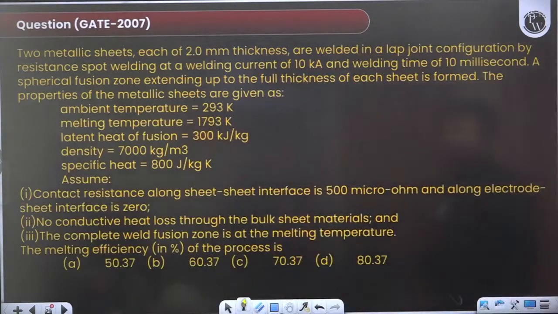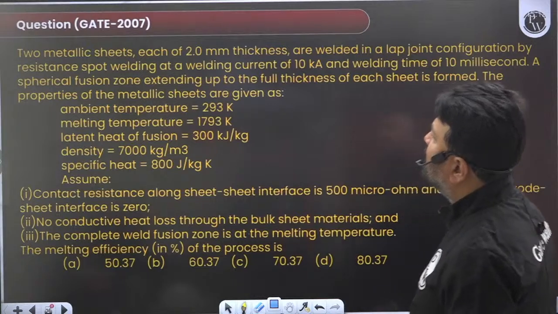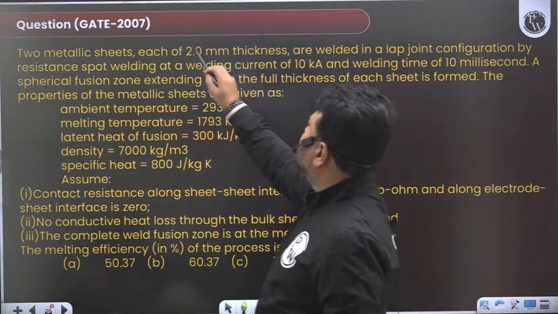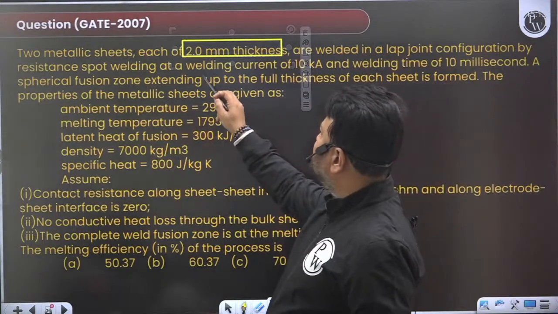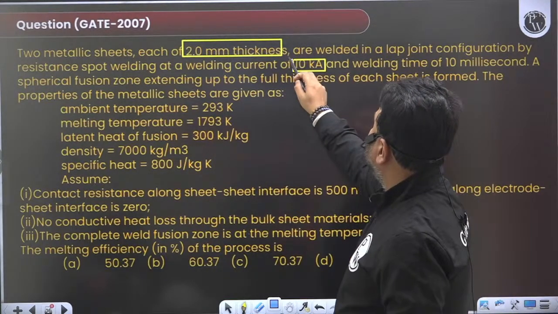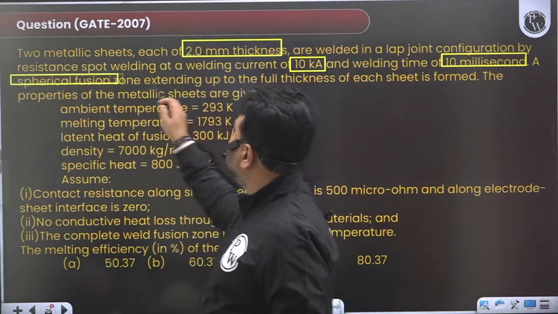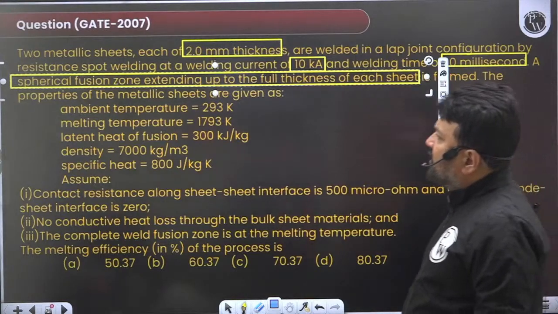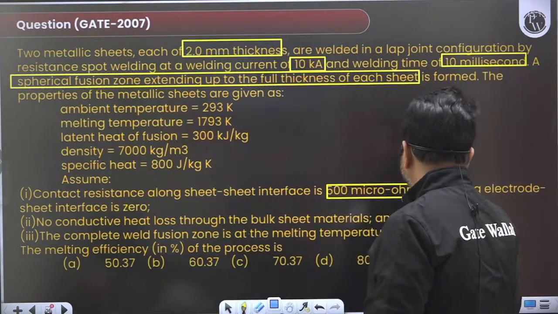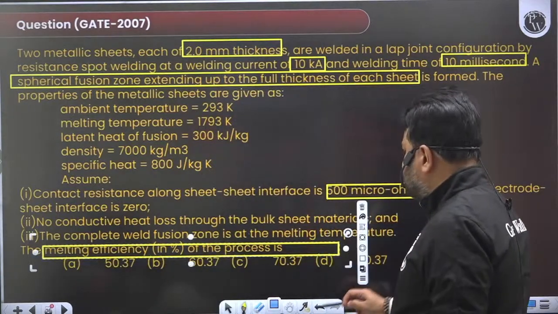Next. Here, two metallic sheets, each of 2 mm thickness, are welded by a lap joint configuration by resistance spot welding with a current of 10 kilo ampere. Welding time is given. A spherical fusion zone extended up to the full thickness of each sheet is formed. The property of the sheet is given. Contact resistance is given. We need to find the melting efficiency.